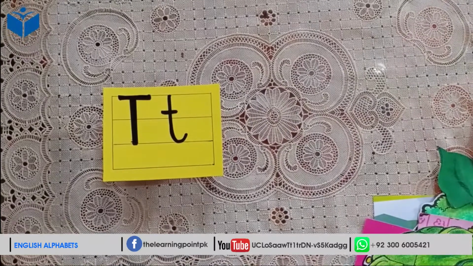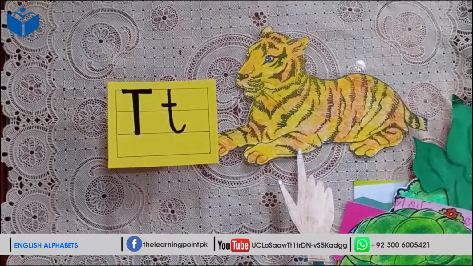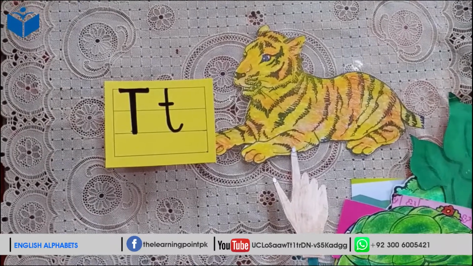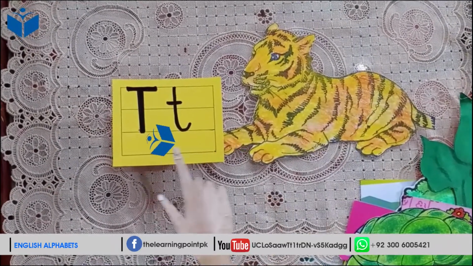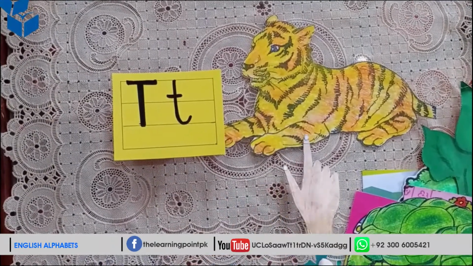Okay, I have a wild animal. Do you know its name? Its name is tiger. Tiger begins with phonic T. T tiger. T tiger.